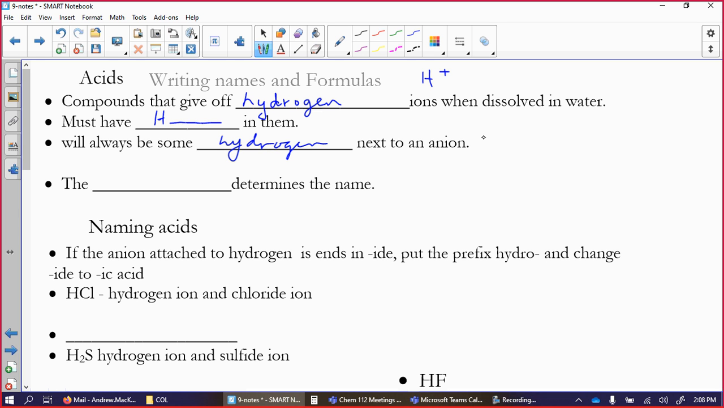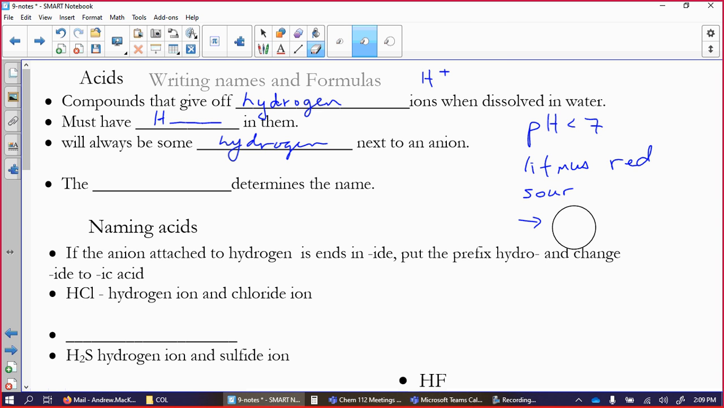So if we have an acid, and we're not talking about all of the crazy stomach or the crazy LSD, blah, blah, blah, we're talking about acidic compounds from grade 9 or 10 or 8. They have a pH of less than 7. They turn litmus red. They tend to be sour. You think of lemon juice or lime juice or orange juice is sour, and that's all because of varying concentrations of citric acid.